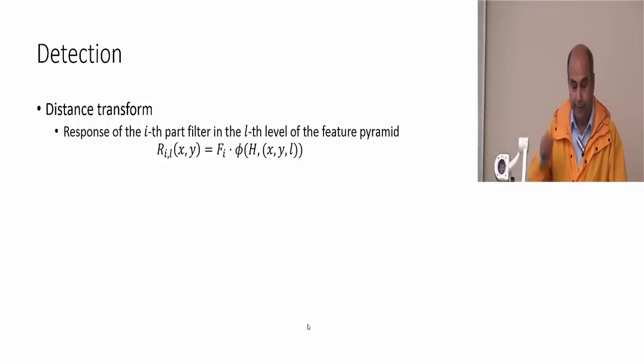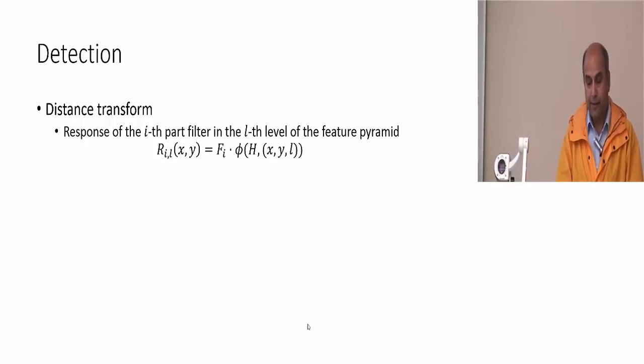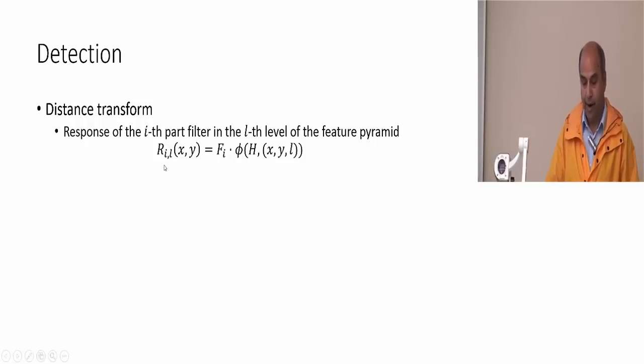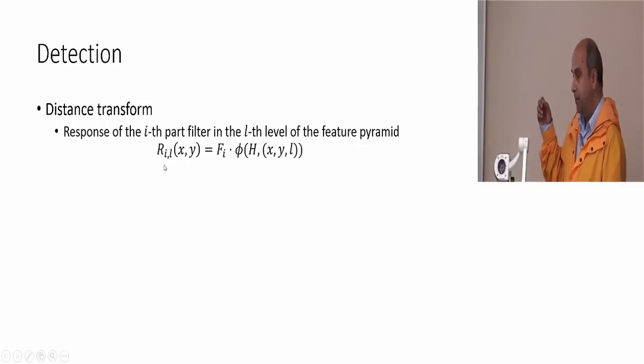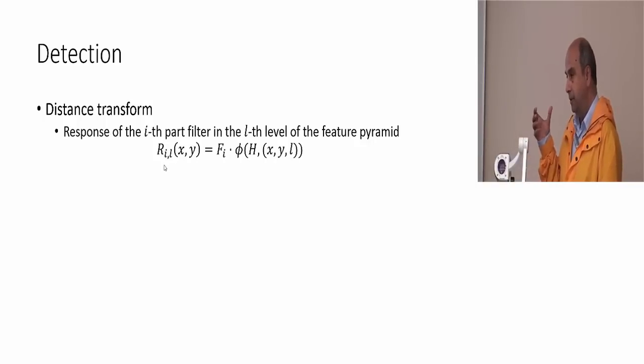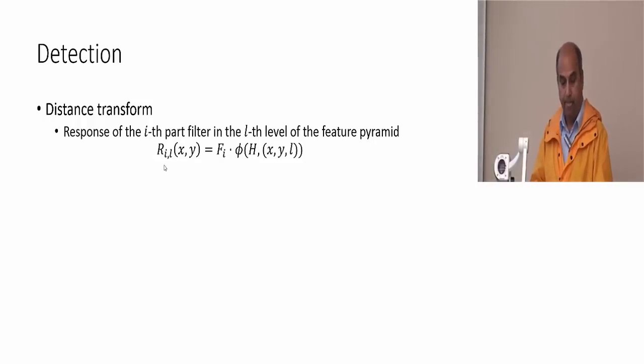Let's look at the response of the ith part filter. As you know, we take the HOG level L and apply the part filter to the whole thing, and get one image. We will call this R_i,L, the ith part at level L, which you have done. That's pretty simple.